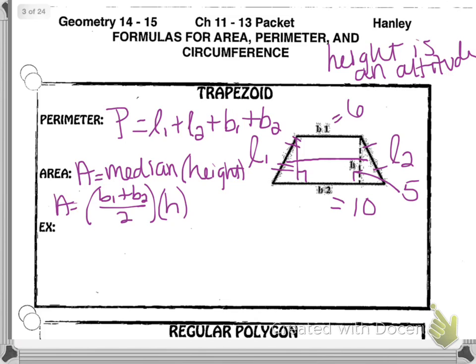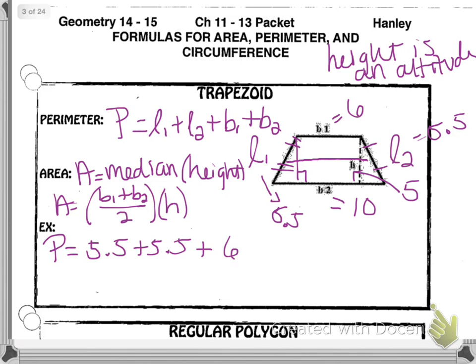Okay, so let's come up with our perimeter first, and if we say, I don't know, I'm just going to make up some numbers. Maybe leg 1 is 5.5, and leg 2 is 5.5. Okay, so our perimeter would be 5.5 plus 5.5. Again, they don't have to be the same. And then plus base 1 plus base 2. So I have 11 plus 10 plus 6. So 21 plus 6 would be 27 units here.